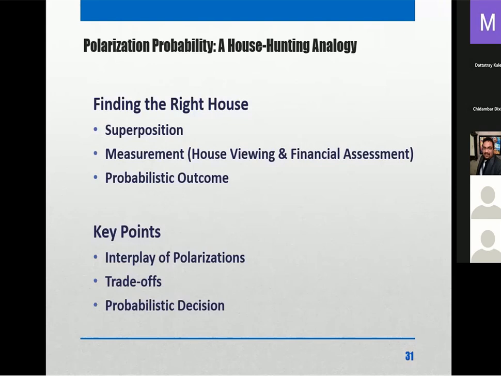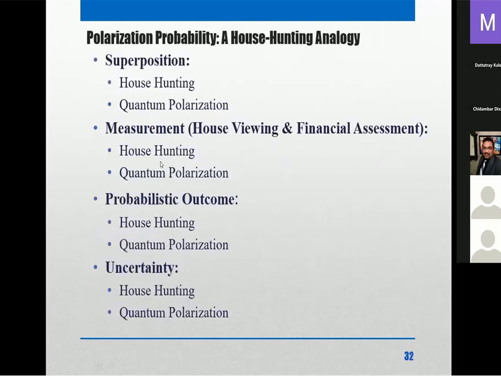The probabilistic outcome is that a house that perfectly matches all your desired polarizations, quiet, large playground, good school nearby, and affordable, has the highest probability of being chosen. So these are the points which may polarize. A similar concept can be applied to hardware evaluation and to supercomputers like what we are studying. So these are the polarization, probability, house hunting, quantum polarization.